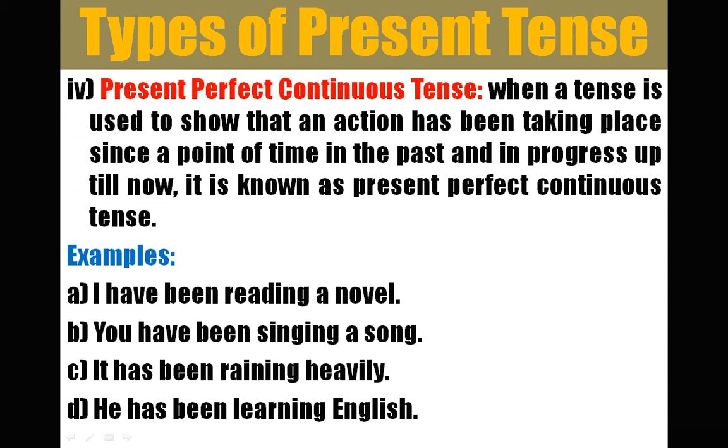Look at some of the examples. I have been reading a novel. "Have been reading a novel" shows that it is present perfect continuous tense. You have been singing a song. It has been raining. "Has been raining" also indicates it is in present perfect continuous form. He has been learning English. "Has been learning English" also indicates that it is in present perfect continuous tense.